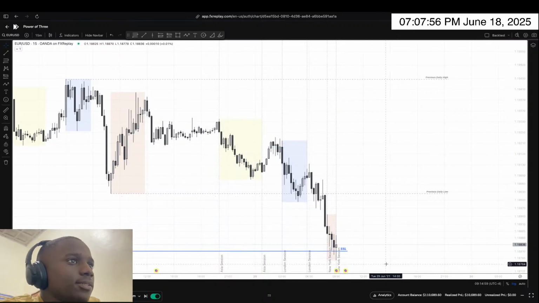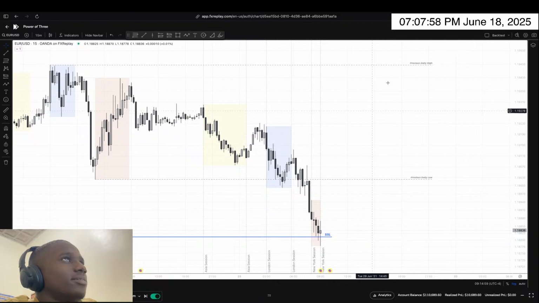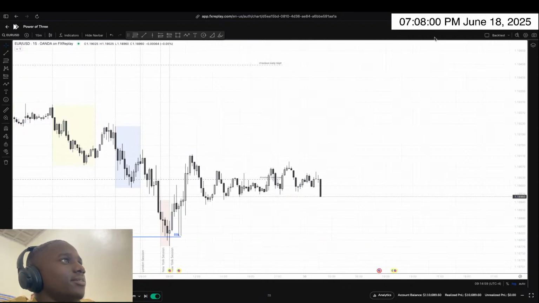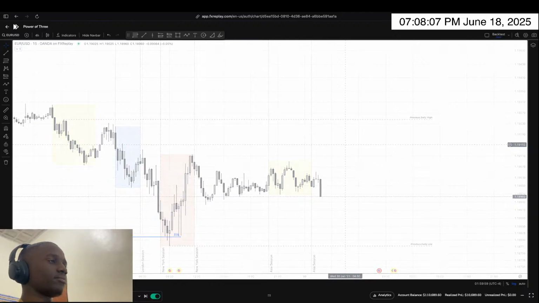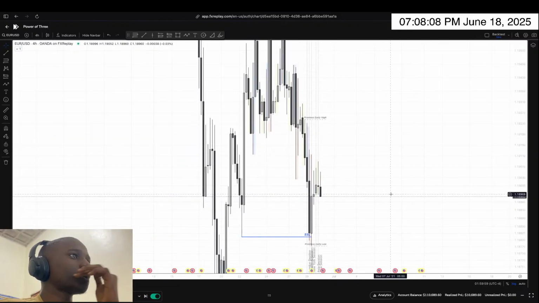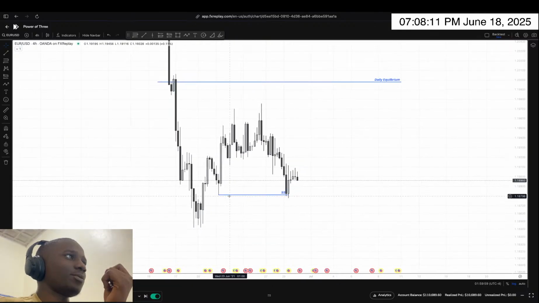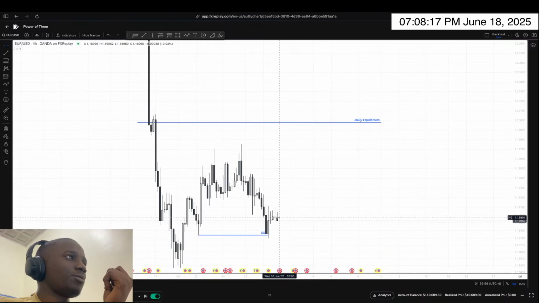Good. Now we're down. Let's go to the next day. And I would like to go to 4 hour. And so far you can see that we took out this low, which means we respected this fair value gap. And our next target will be to push higher. And with that, we'll take out these highs right there. This would be some good draw on liquidity.